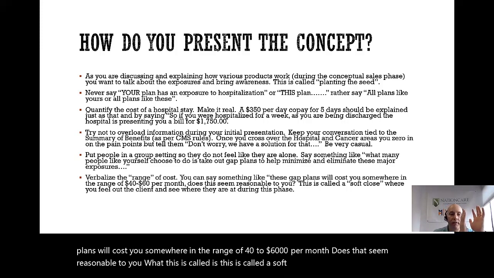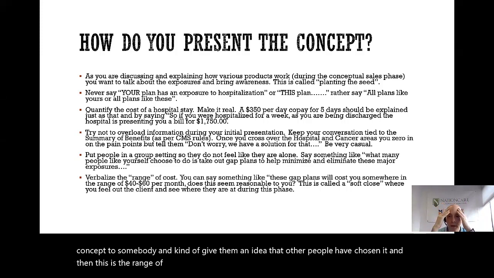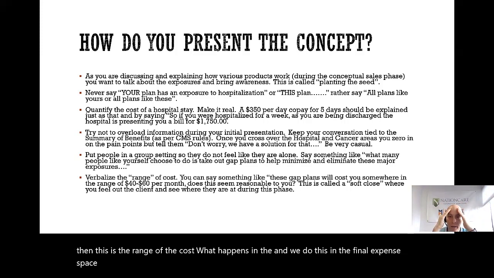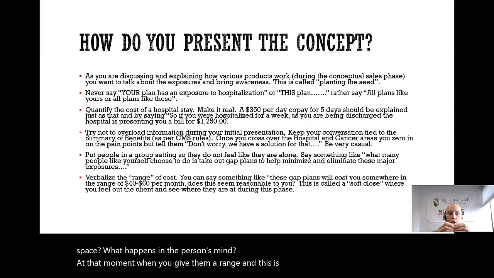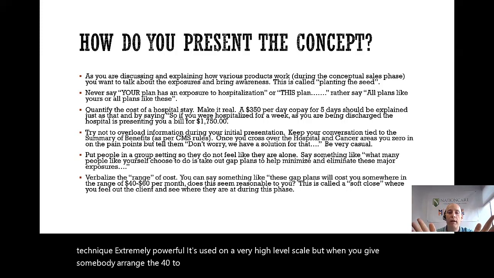This is called a soft close. When you can present a concept to somebody and give them an idea that other people have chosen it, and this is the range of the cost, what happens in the person's mind at that moment? We do this in the final expense space, and it's a very powerful negotiation technique, extremely powerful. It's used on a very high level scale. When you give somebody a range, the $40 to the $60, one or two things are going to happen.